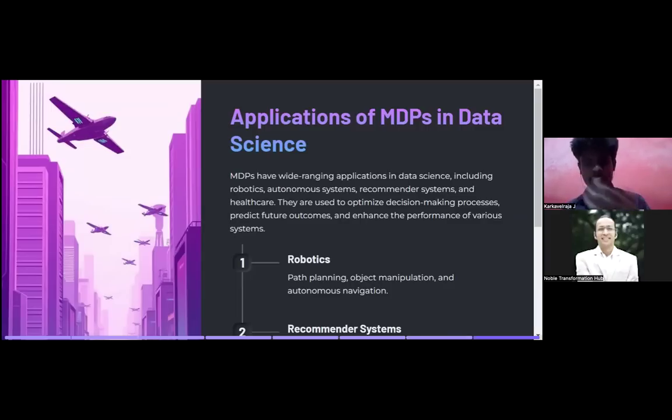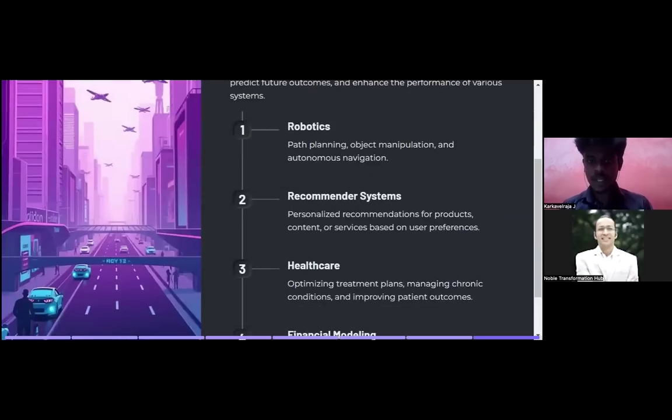MDP has a wide range of applications in data science, including robotics, autonomous systems, recommendation systems, and healthcare. They are used to optimize decision making processes, predict future outcomes, and enhance the performance of various systems. Let's see what they are. Robotics: path planning, object manipulation, and autonomous navigation. I hope everyone is able to understand.